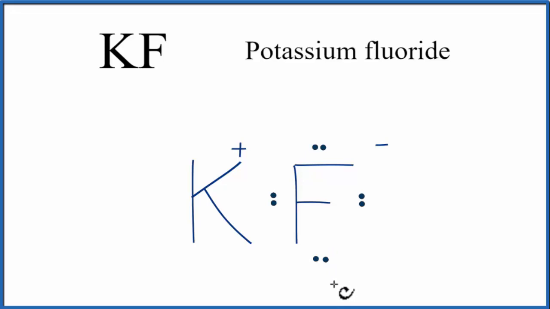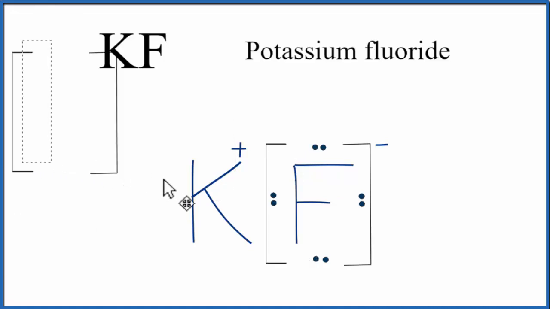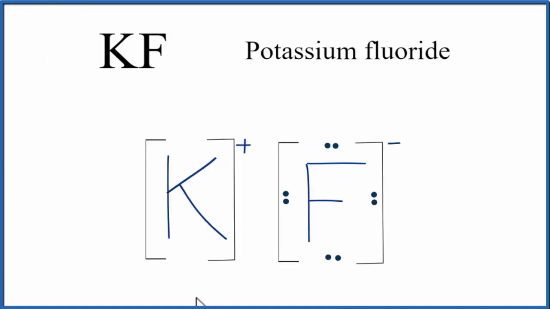To show that it's an ionic bond, we need to put brackets around the negative ion. You'll sometimes see brackets around the positive ion as well. The brackets are important because it shows that the electron, that valence electron from the potassium, was transferred to the fluorine. So we don't have any sharing of electrons like we would in covalent compounds.